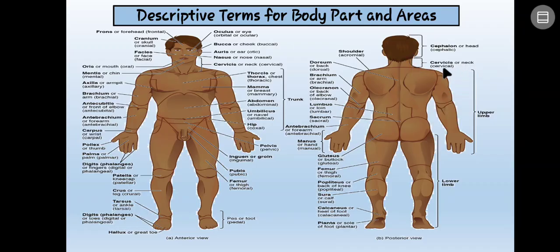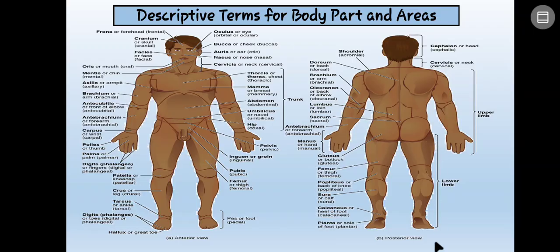From this side to this side, we call it the upper limb. That is the hand. The upper limb is not from here to here. That is the trunk. The upper limb is from the acromial, which is the shoulder, to the palmar of the hand, or the digits. That is what we refer to as the upper limb. So the upper limbs are two: the right upper limb, the left upper limb.